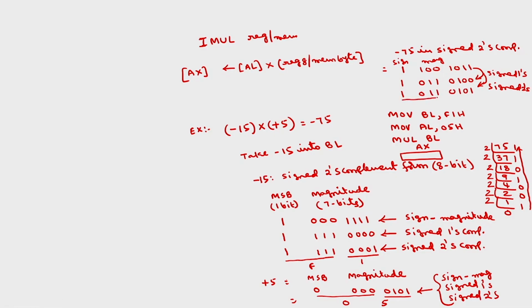So what will be the result? The hexadecimal equivalent of 1011 is B and 0101 is 5. So we will get 00B5. This is about signed multiplication or any signed arithmetic. In signed arithmetic, whether it is addition, subtraction, multiplication or division, you have to take both operands in signed 2's complement representation and you will get the result also in signed 2's complement representation. So this is the difference between MUL and IMUL. IMUL is for signed multiplication.